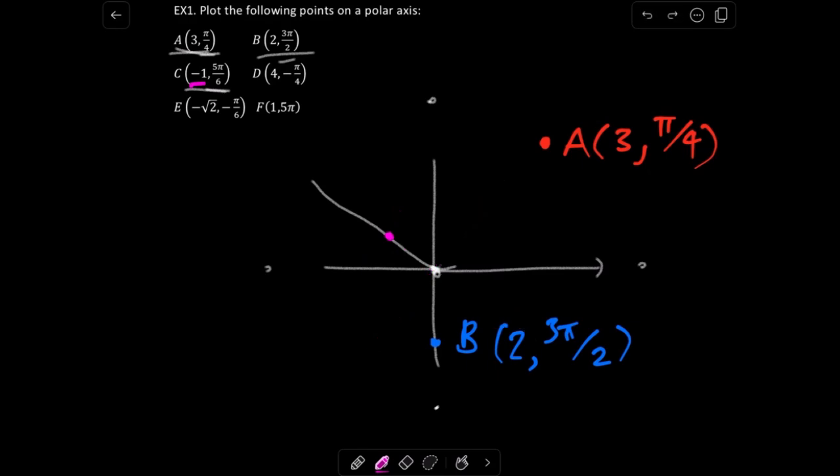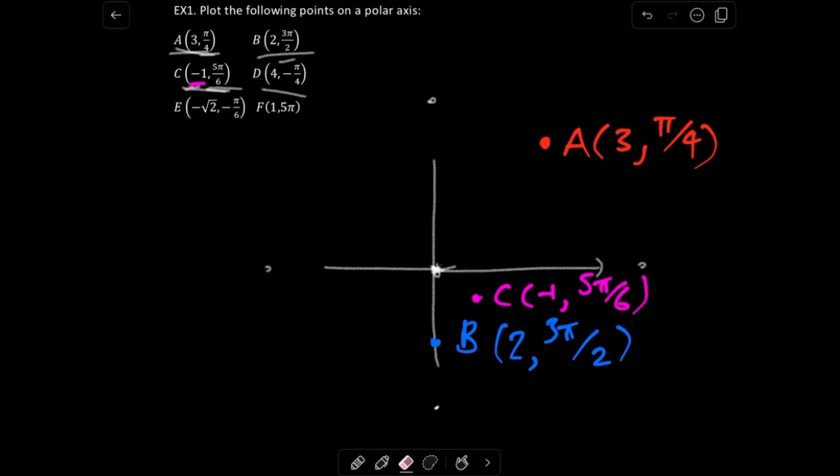So if you have a negative r value, find the angle. Here's 150, and you plot with a positive r value. So plot a +1. Then this 150 line that you drew, just extend it with a ruler, whatever you're using, and then plot 1 here. I think 1 would be somewhere here though, because this is 2. So that will be C, -1, 5 pi over 6. And that's how you plot negative r values. All right, let's do the next one.